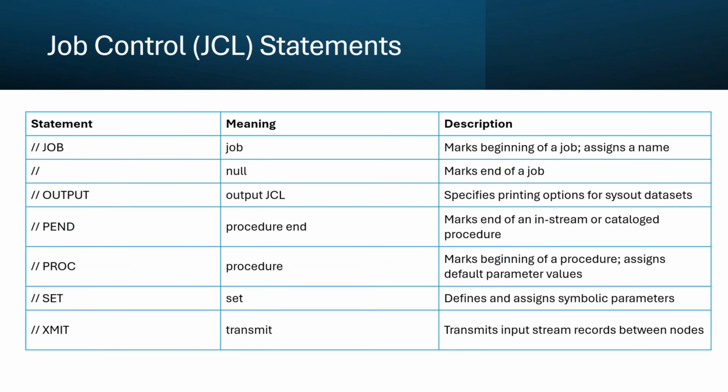Job and procedure management. JOB marks the beginning of a job and assigns a name. Null marks the end of a job. OUTPUT specifies printing options for SYSOUT datasets. PEND marks the end of an in-stream or cataloged procedure. PROC marks the beginning of a procedure and assigns default parameter values. SET defines and assigns symbolic parameters. XMIT transmits input stream records between nodes.